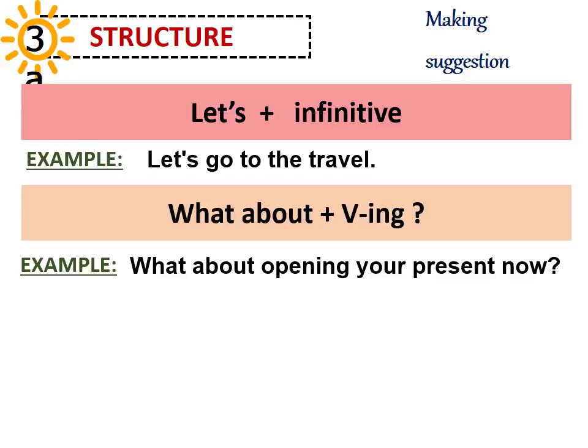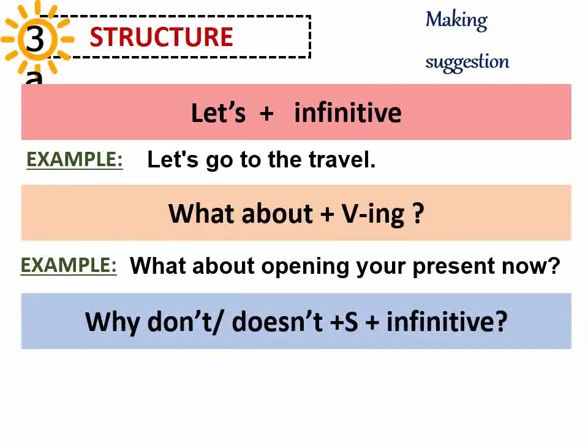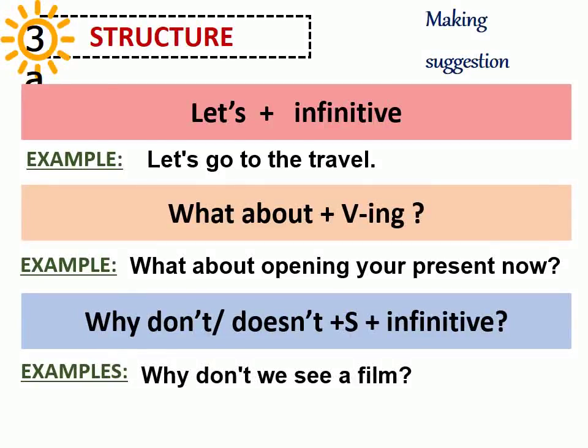Suggestion number 3 for grammar. Why don't or doesn't plus subject plus infinitive. For example, why don't we? Why don't you? Why doesn't he? And of course, this is also a question. We use a negative to stress the suggestion. Why don't we see a film? For example, you can say that. Repeat after me. Why don't we see a film?